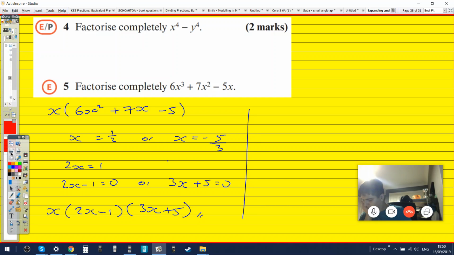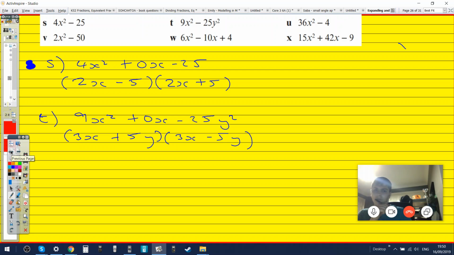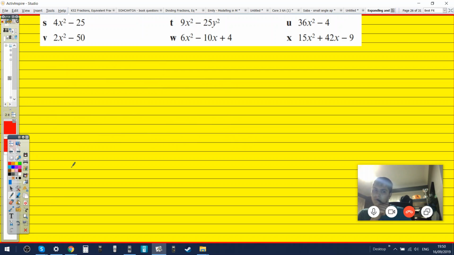Any questions about that factorizing stuff? No. So we're just solving it and using the solution to factorize it.